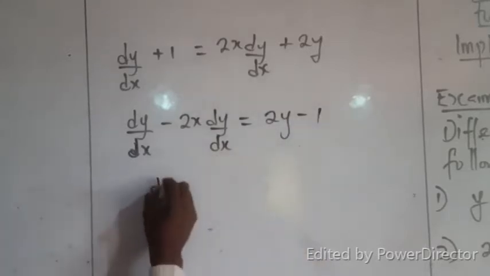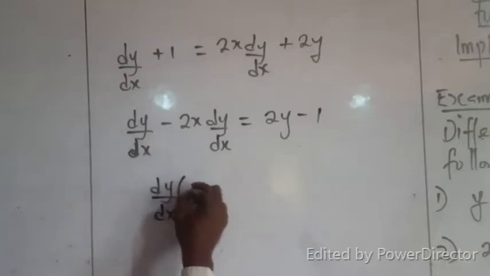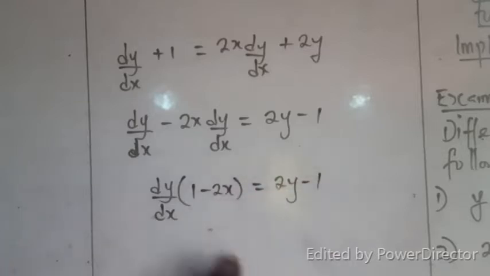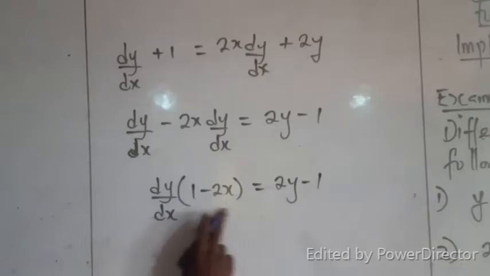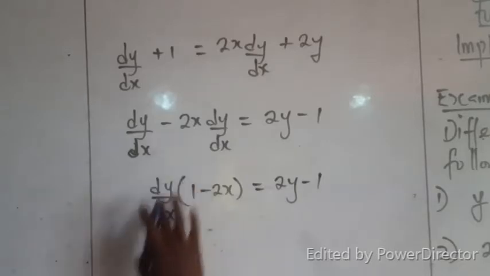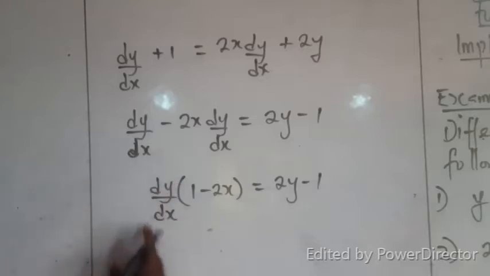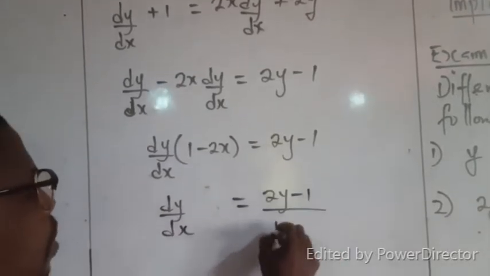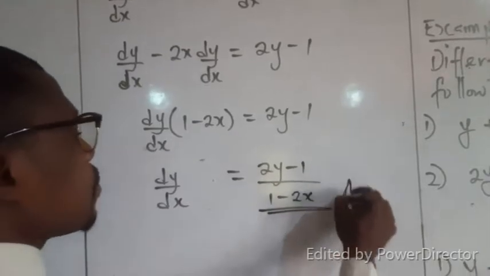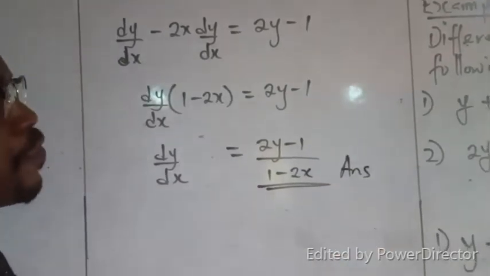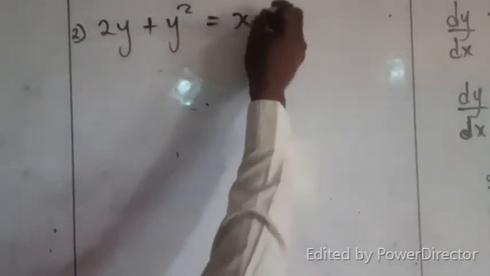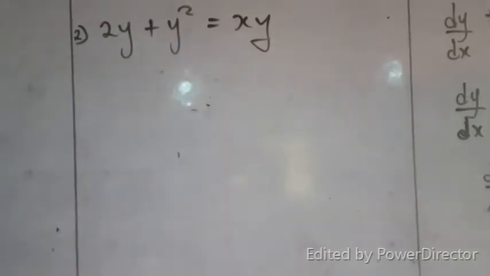You factorize dy dx. You have dy dx times 1 minus 2x is equal to 2y minus 1. So divide through by 1 minus 2x, because I just need to make dy dx the subject of the equation. dy dx means the gradient of the function. So dy dx now will be 2y minus 1 all over 1 minus 2x. So this is the derivative of the function stated earlier. So this is number 2.